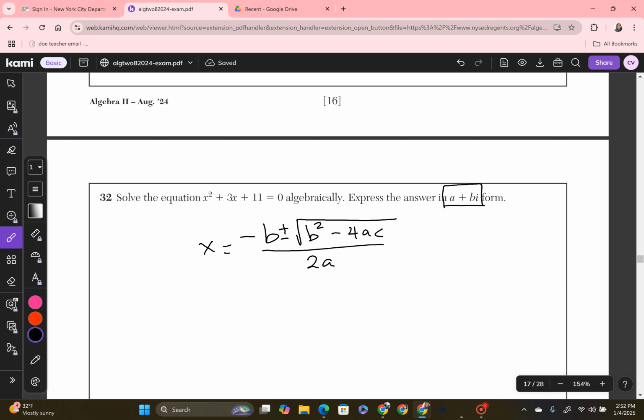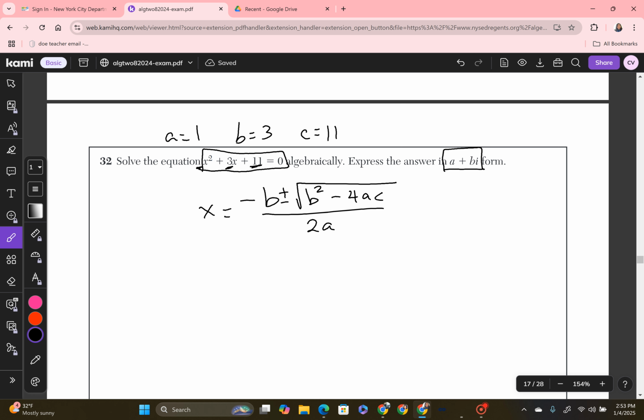So let's figure out what our a, b, and c are. Our a is the number in front of the x squared, which is 1. Our b is the number in front of the x, which is 3. And our c is the number that's by itself, which is 11. As long as it's in standard form, you can find your a, b, and c pretty easily. So now all we have to do is plug it in.